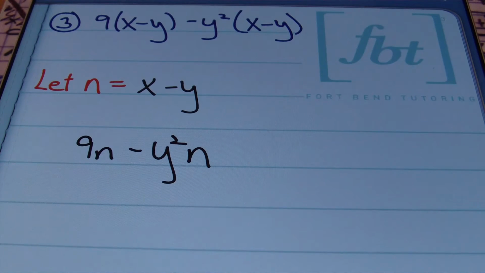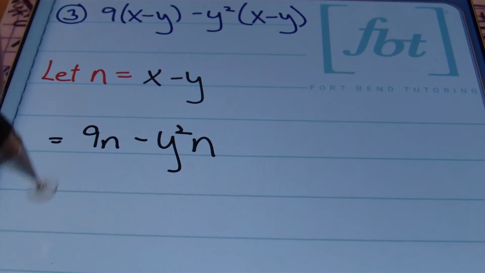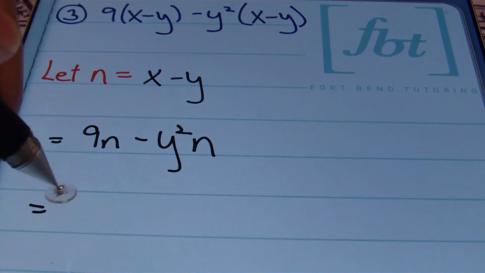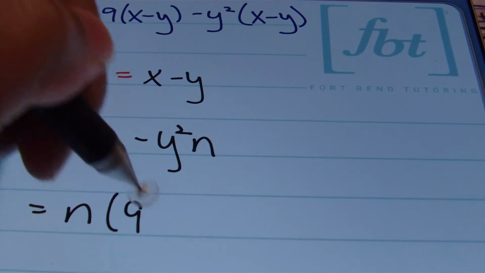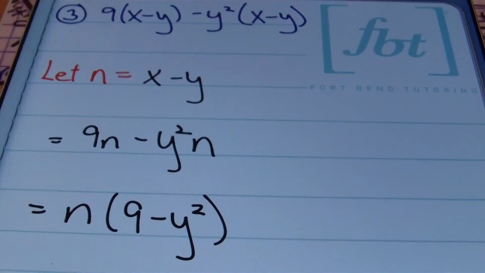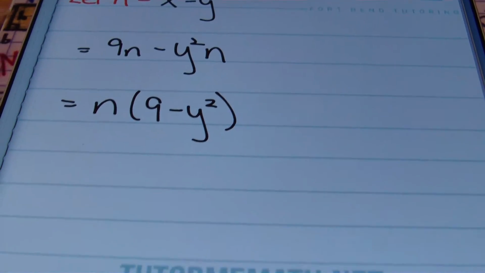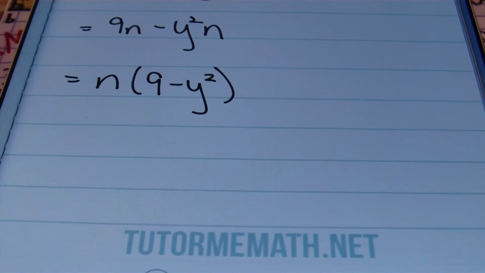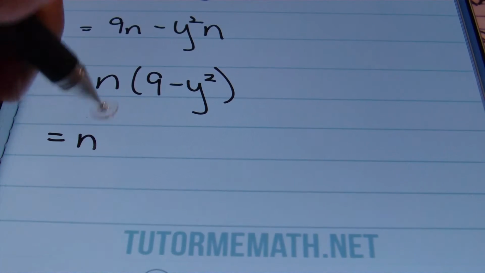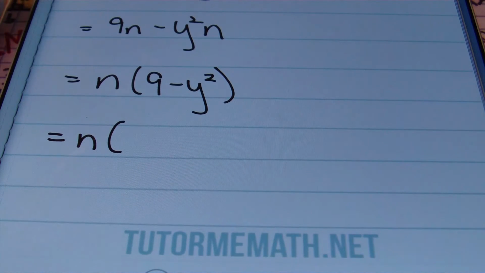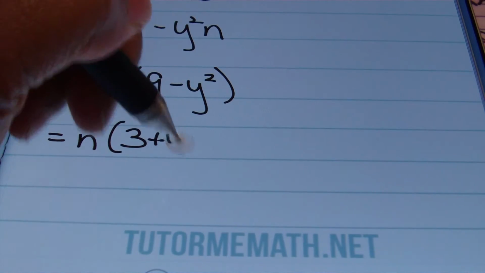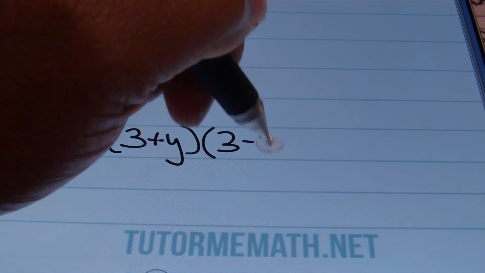Now that I have the expression rewritten, I can now show that these two terms have n in common. So I'll be factoring out the GCF, the greatest common factor. So factoring out n, I'll be left with 9 minus y squared. Well, this binomial here, that 9 minus y squared, yeah, it's a difference of 2 squares. That means I'll be factoring this difference of 2 squares here while bringing down that variable n. So I'll have n times 3 plus y times 3 minus y.